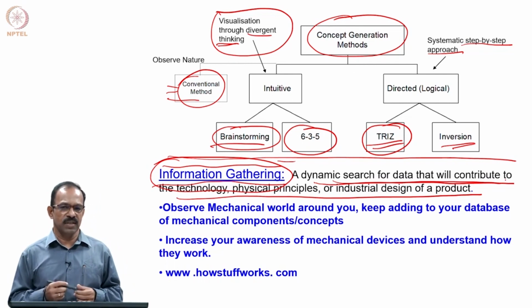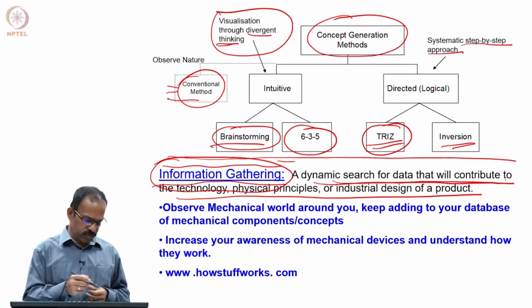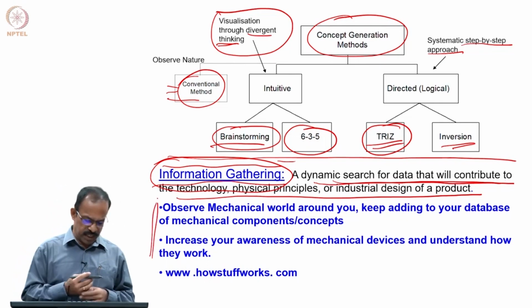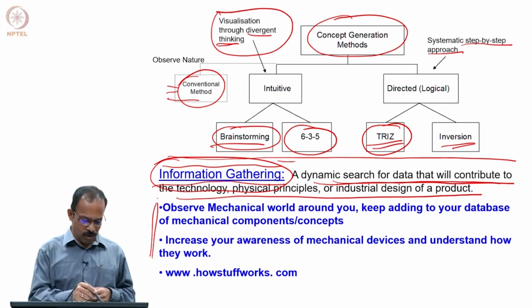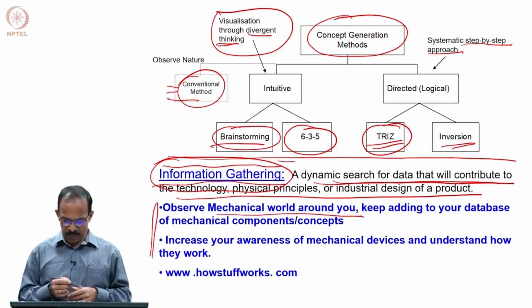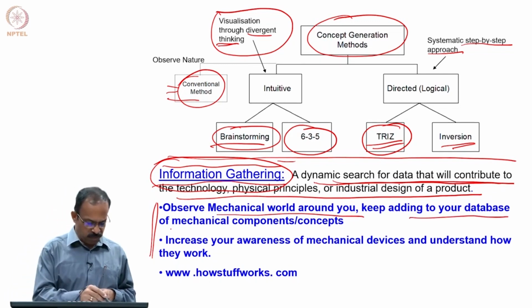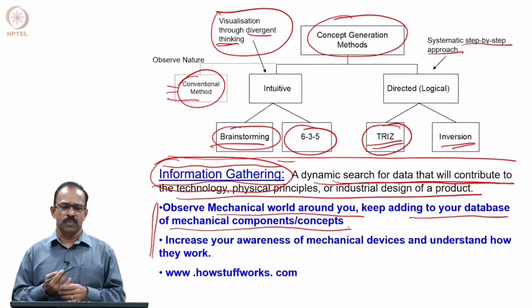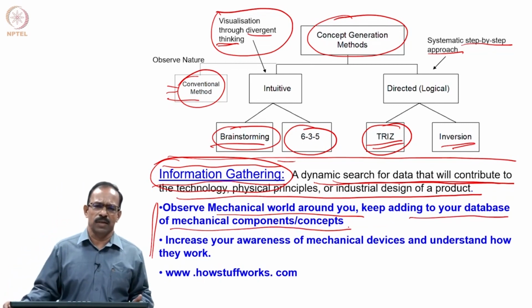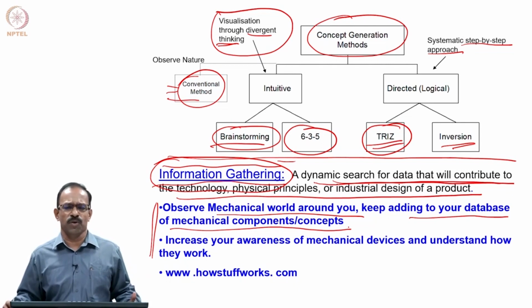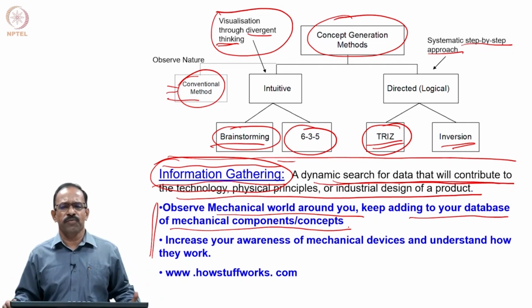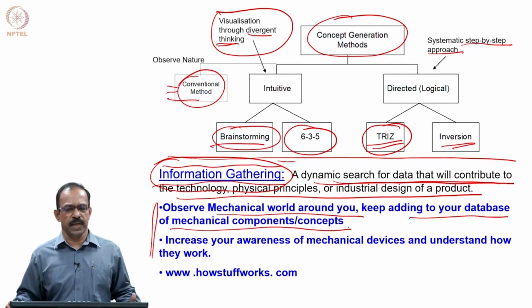And how can you do this? As a designer, there are a lot of sources available to collect information. The first thing is to observe the mechanical world around you, keep adding to your database of mechanical components and concepts. So, if you look at the existing products or the systems around you, you will see a lot of concepts being employed for various applications.